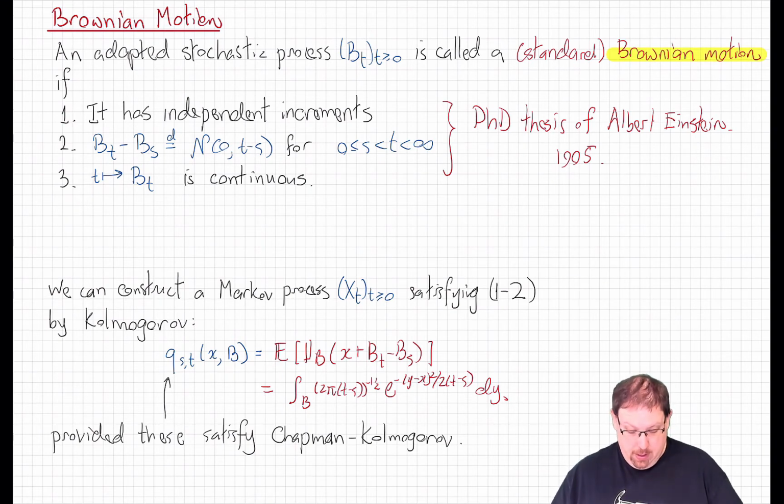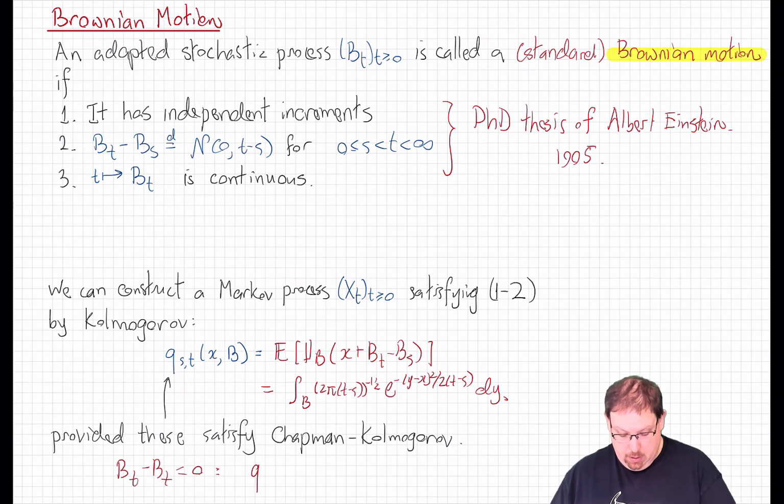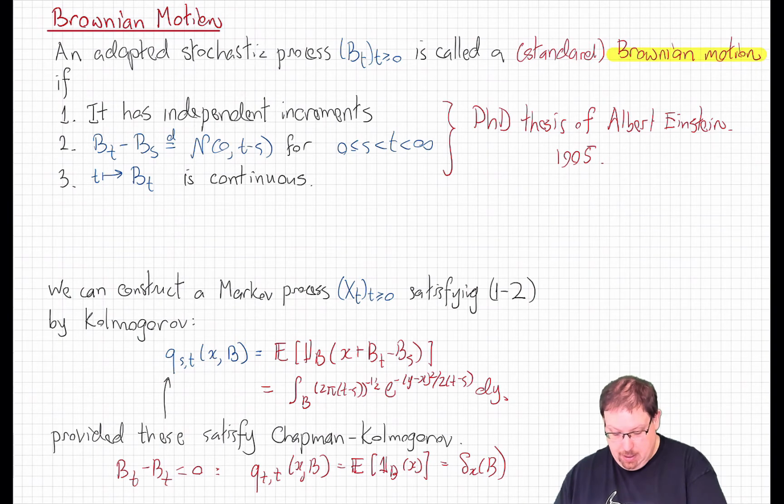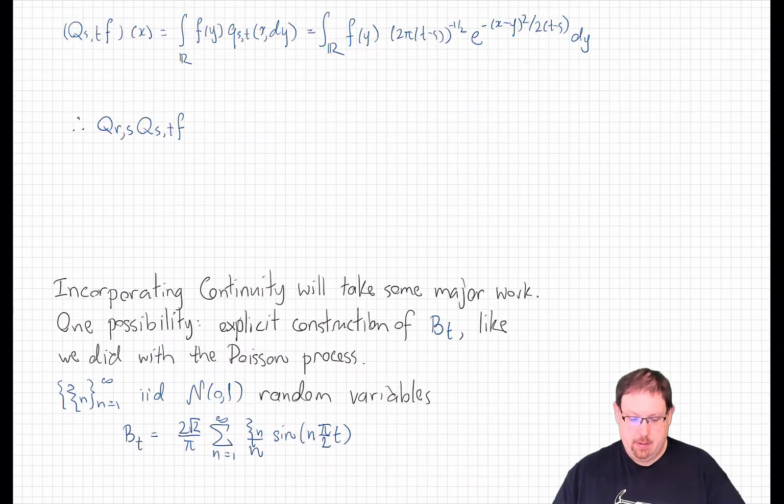The first one is we need to check what happens to QTT. Well, since BT minus BT is 0, that means that QTT of x and b is the expected value of the indicator of b at x, which is exactly equal to 1 if x is in b and 0 if it's not. So that is delta x of b, and that's the first Chapman-Kolmogorov equation, that QTT is the point mass at x.